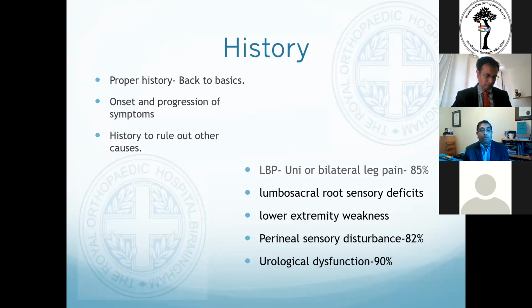And the history to rule out the other causes of cauda equina syndrome, for example a patient known to be on prostate medication, etc. So the patient will complain of low back pain, which is common, and unilateral or bilateral leg pain. There might be lumbosacral root sensory deficit, might be lower extremity weakness, but these two are the most important: the perineal sensory disturbance and some form of urological dysfunction. Up to 90% of patients may present with some form of urological dysfunction.